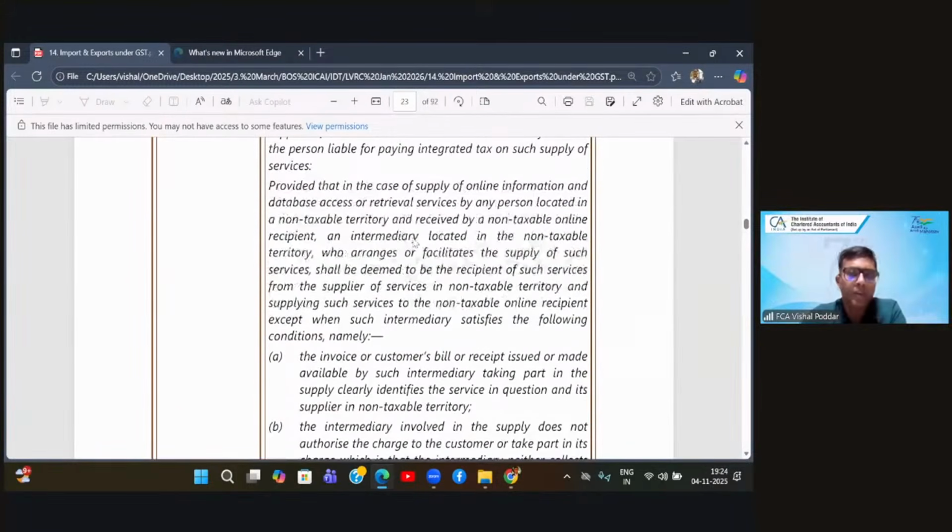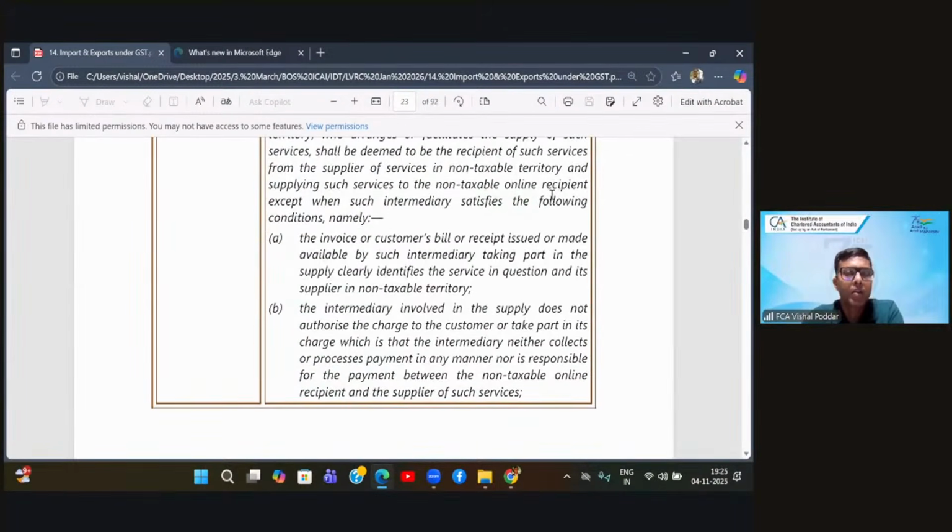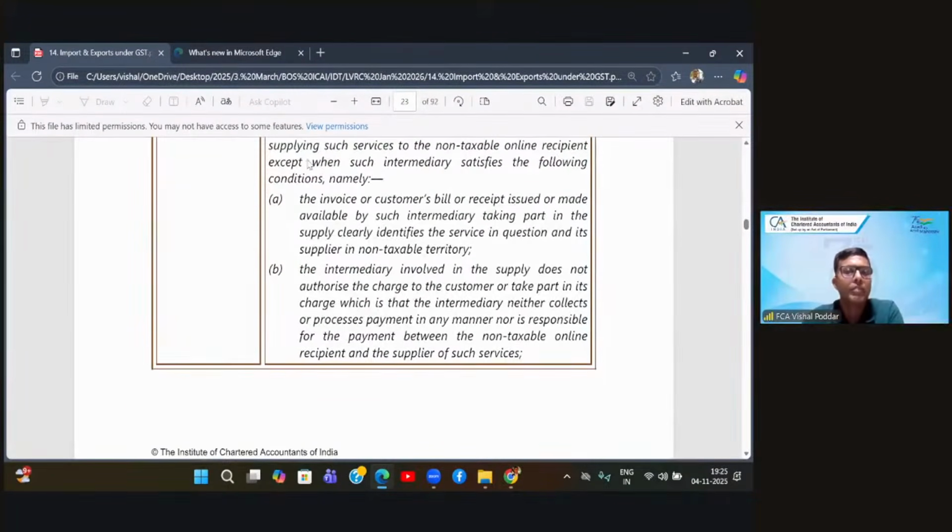Now, what is this point? This proviso is basically dealing with where there is a supplier of OIDAR service who is outside India and it is received by a non-taxable recipient. Now, who is this recipient? An intermediary located in the non-taxable territory. And this intermediary further arranges or facilitates the supply of service, such intermediary shall be deemed to be the recipient of service from the supplier of service who is outside India. Now, in this particular case, the intermediary would be considered as the recipient if the following conditions are satisfied.